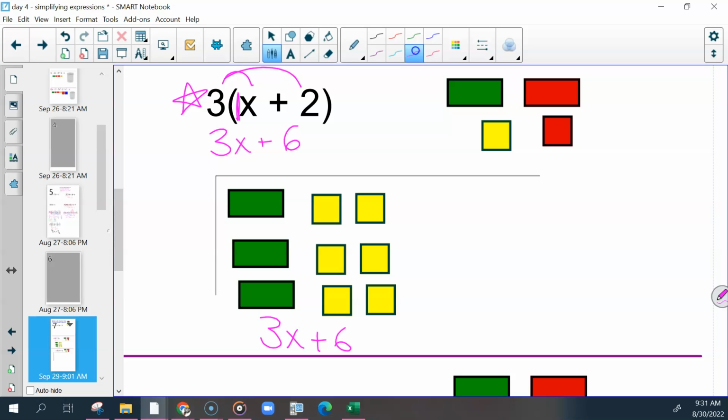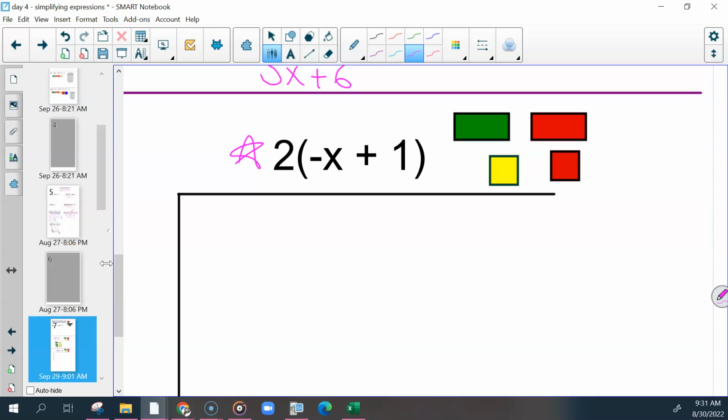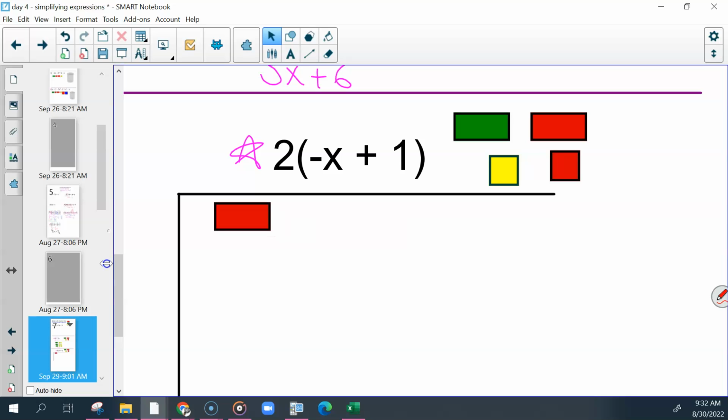Questions on that? That was an easier problem versus some harder ones. This one is about the same level. So again, we'll represent it with algebra tiles and then we'll do it algebraically. How would we represent negative x plus 1? One of the red squares or the rectangles? Mm-hmm. So negative x plus 1.